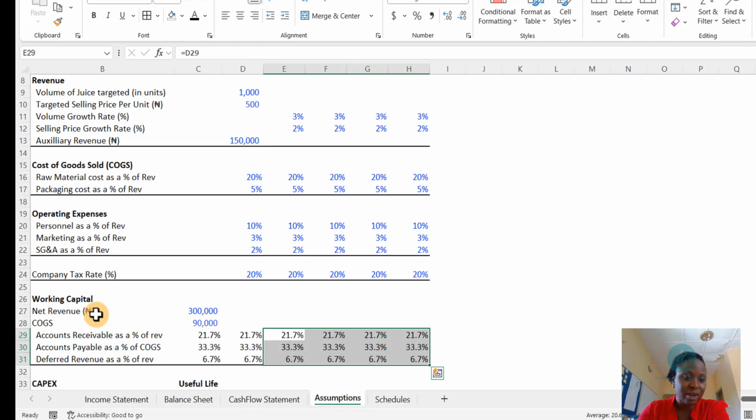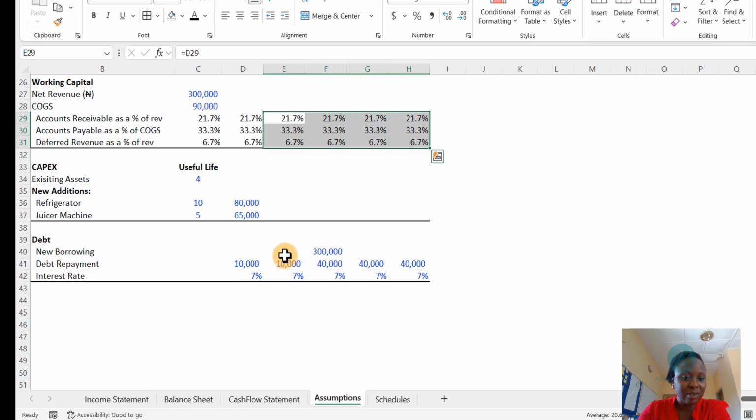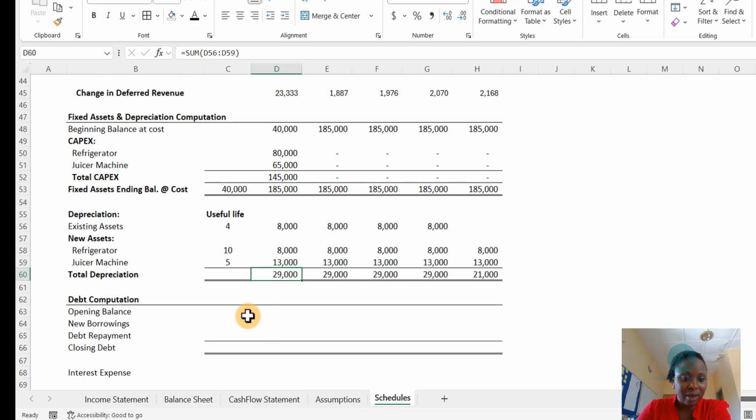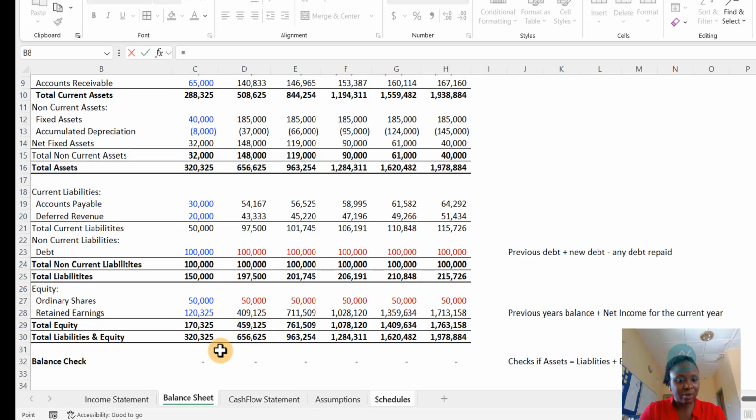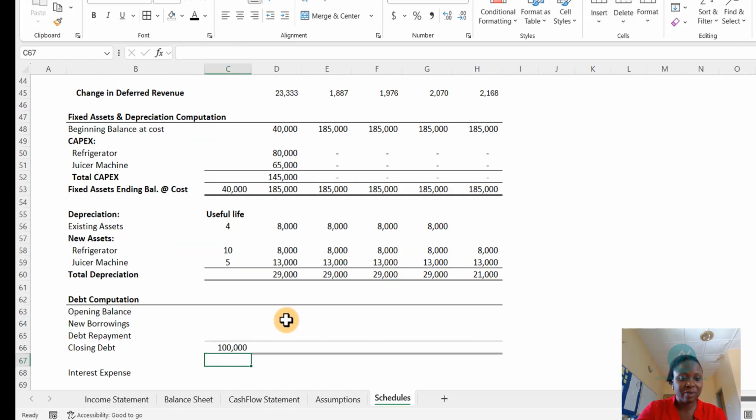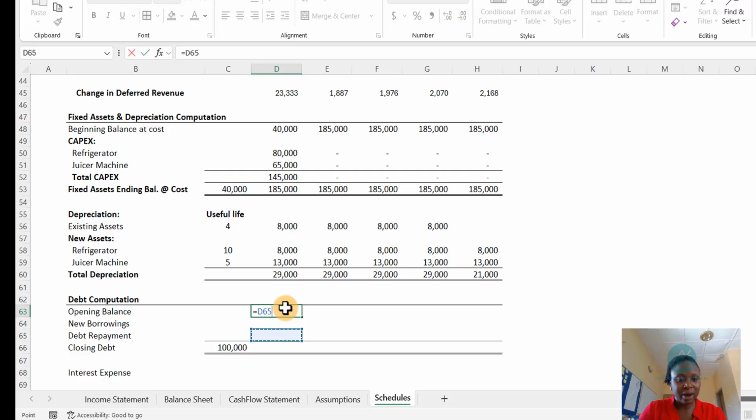So let's go to the assumption for debt. So the debt says new borrowings is 300,000 in 2027, and the repayment is 10,000 for previous debt and 30,000 for the current. So definitely we needed to add the previous and the current. So we'll pick our opening balance. I think the closing balance is what we have on our balance sheet. So let's go back to our balance sheet and pick that closing balance. What is our debt? Our debt is this. So pick it here, right? As our closing balance, which is definitely going to be our opening balance.